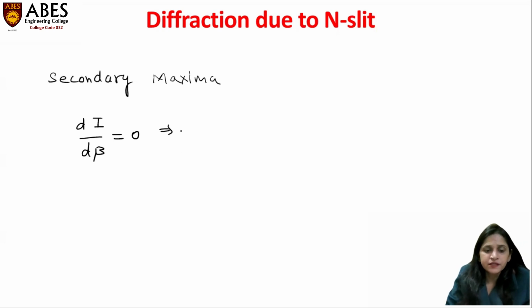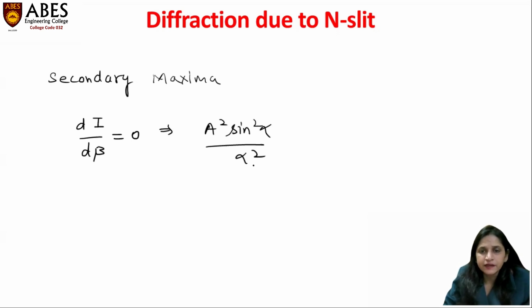So what we will get is A square sine square alpha over alpha square is acting as a constant over here because every slit is acting as a single slit. So this is the resultant amplitude from each ray that is coming. So this is acting as a constant. So now what will be differentiated? Sine square n beta upon sine square beta. So what we get out of it?